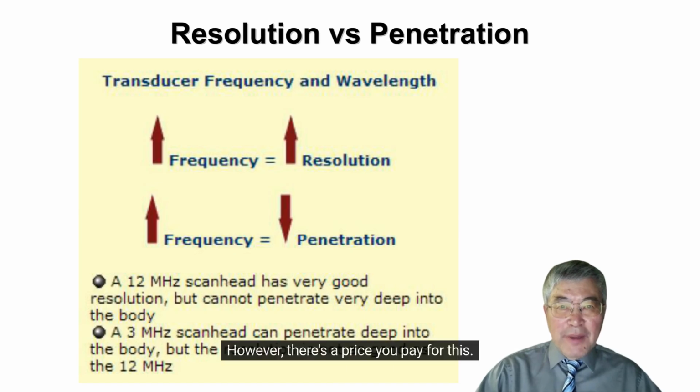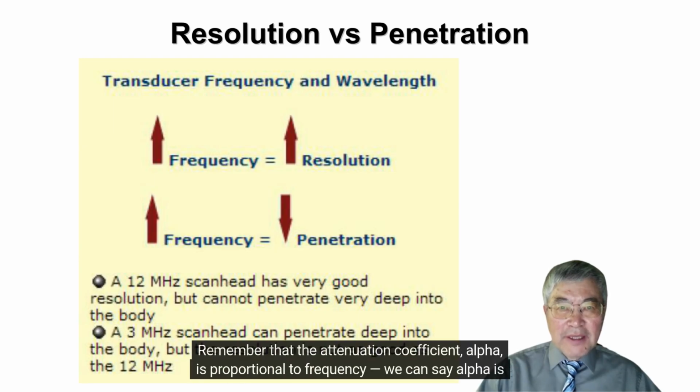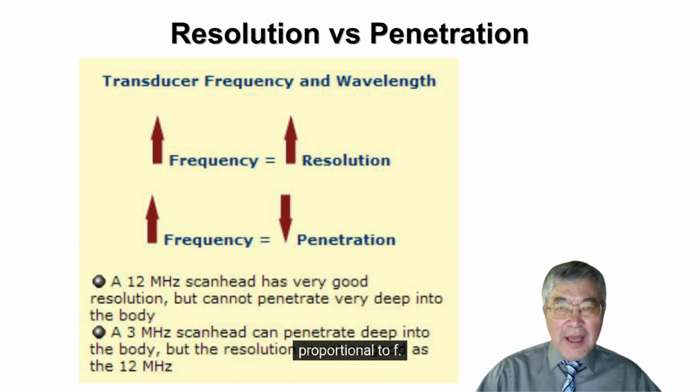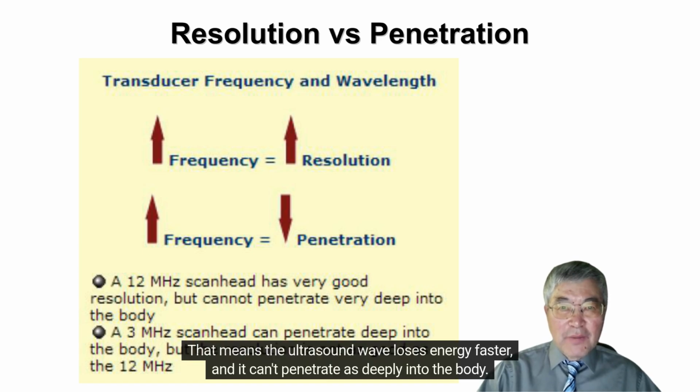However, there's a price you pay for this. Higher frequency sound waves are attenuated much faster as they travel through tissue. Remember that the attenuation coefficient, alpha, is proportional to frequency. We can say alpha is proportional to f. So, as frequency increases, attenuation also increases. That means the ultrasound wave loses energy faster and it can't penetrate as deeply into the body.